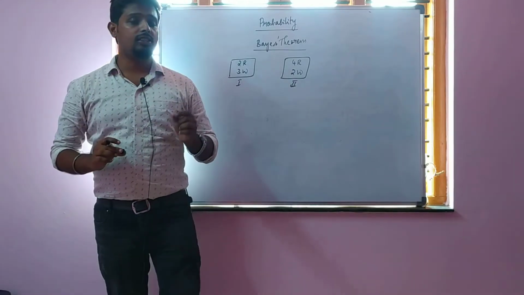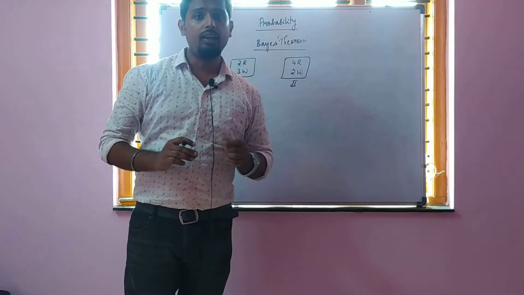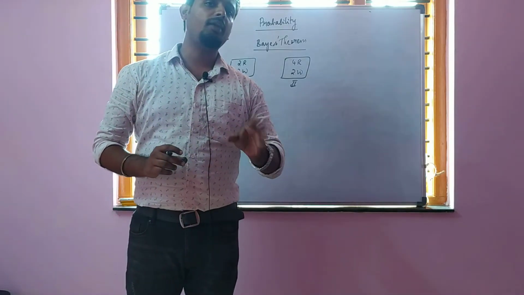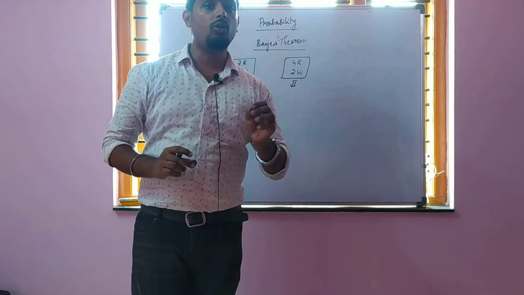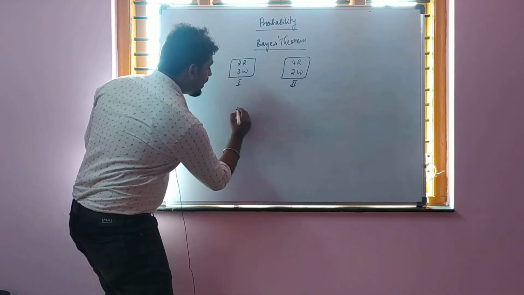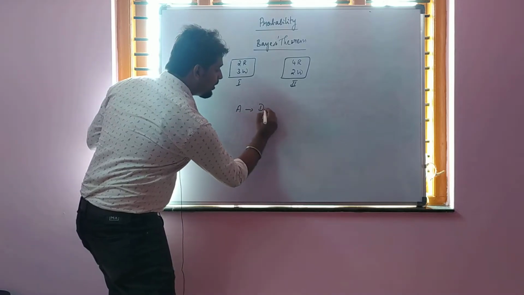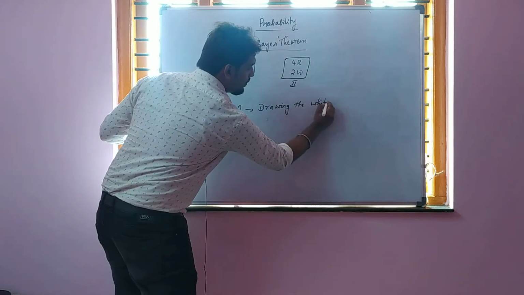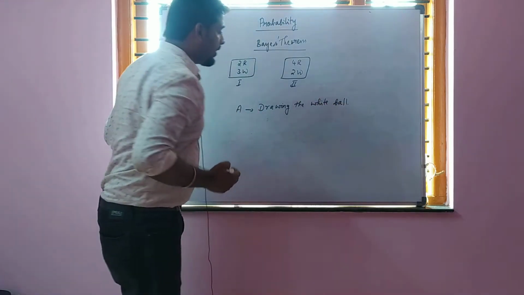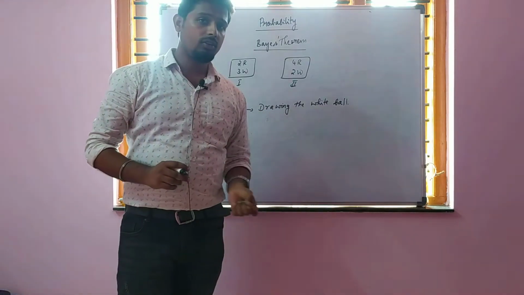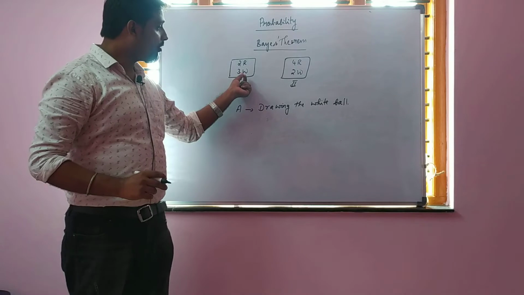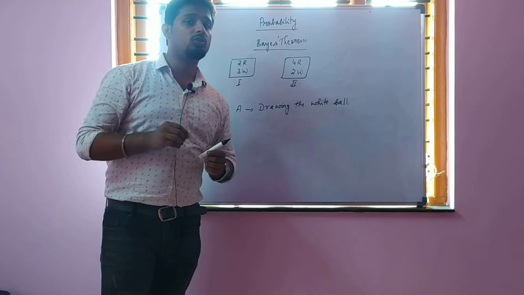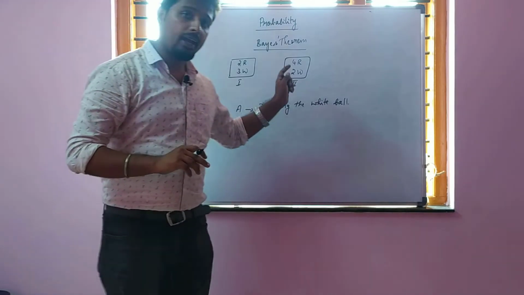Now, as I told you, this experiment is drawing the balls from the bags. It means I can draw the red ball, and I can also draw the white ball. For time's sake, let us consider that we are drawing the white ball. Let us consider an event A, which is drawing the white ball. We can draw this white ball either from bag 1 or from bag 2. It means getting the white ball is dependent on bag 1 and bag 2, right?